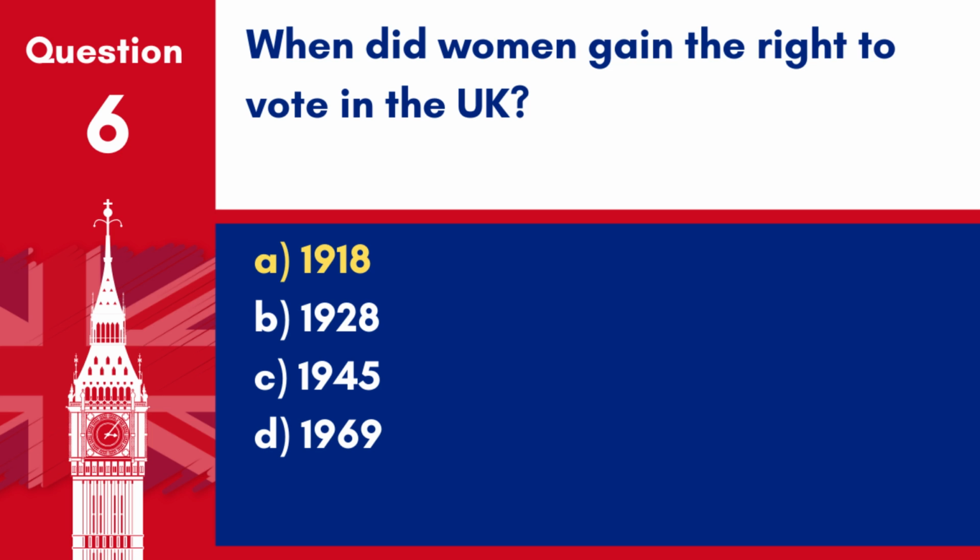Answer: A. 1918. Women over the age of 30 who met certain property qualifications gained the right to vote in 1918, with equal suffrage granted in 1928.